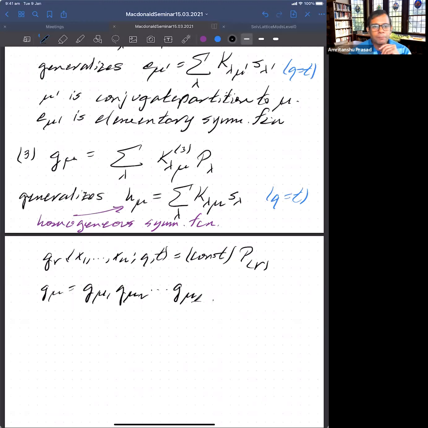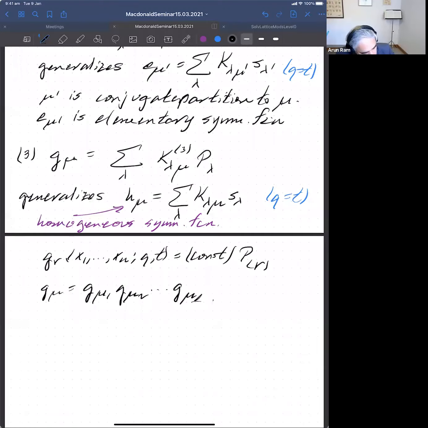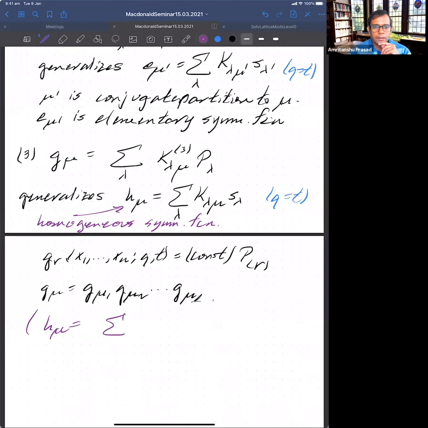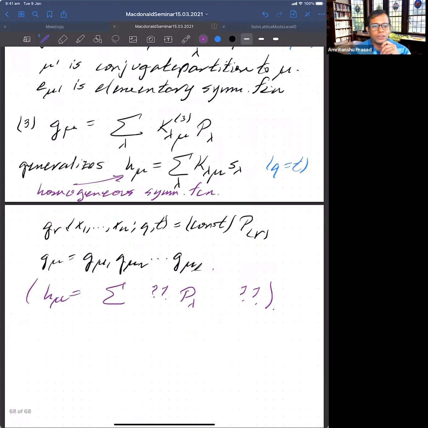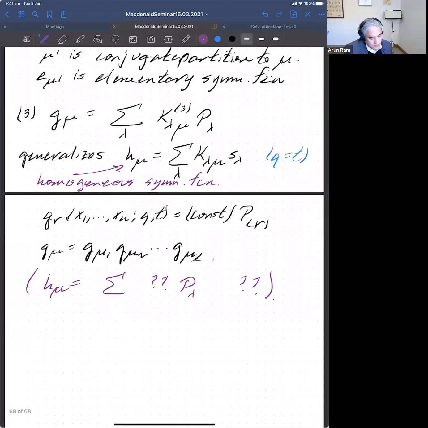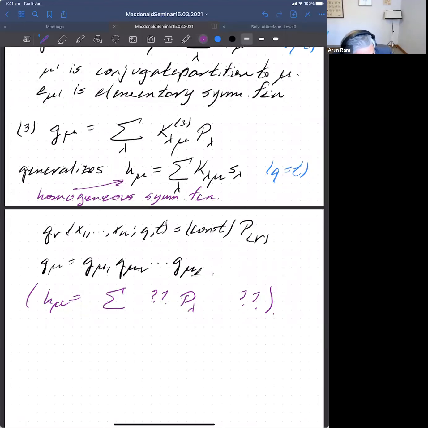Excuse me, what happens if you put H mu instead of G mu? You mean, your question is what is H mu expanded in terms of Macdonald polynomials? I don't know at all. That's another analog, right? That should be another analog. Yes, absolutely. So I really don't have any idea what it should be. I was just wondering why G mu. That's a good question. Why G mu? That one I can answer.